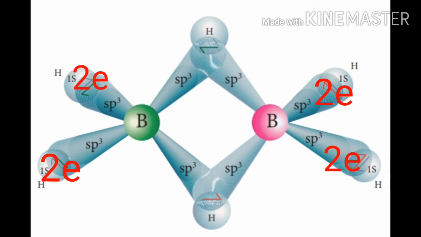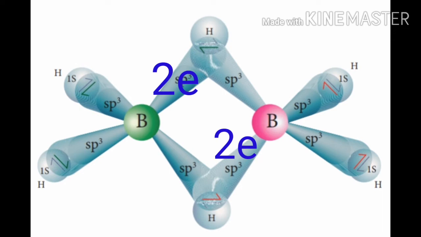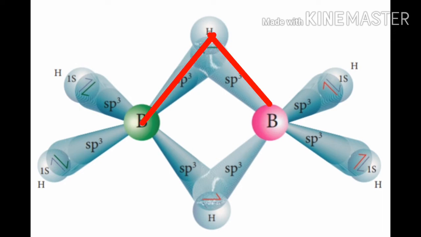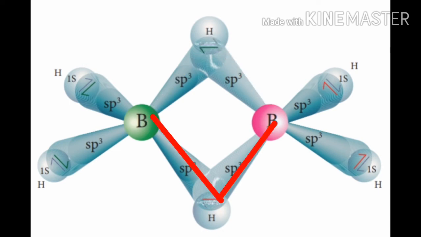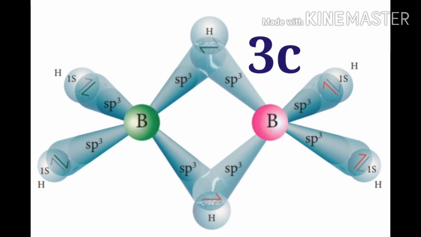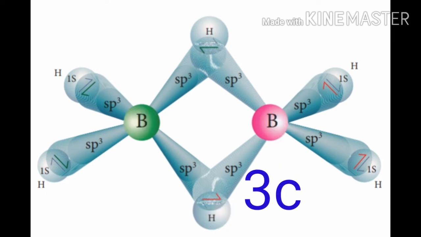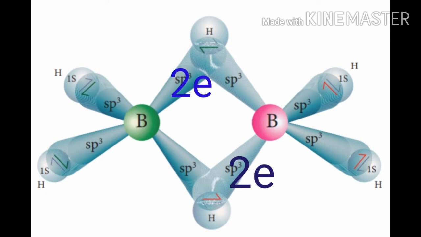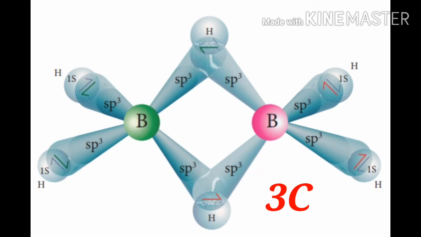See, there are 8 electrons used for boron hydrogen bonds. Now you see the remaining 4 electrons. So that means 2 electrons here, 2 electrons here. So it is forming boron hydrogen boron bonds. See here also boron hydrogen boron bonds. This is 3-centered. See here also boron hydrogen boron, 3-centered. See the electrons, 2 electrons are remaining. Here 2 electrons, here also 2 electrons. So hence it is called 3-centered 2 electron bonds.